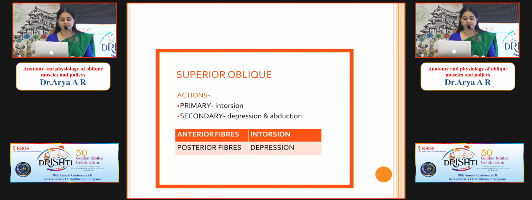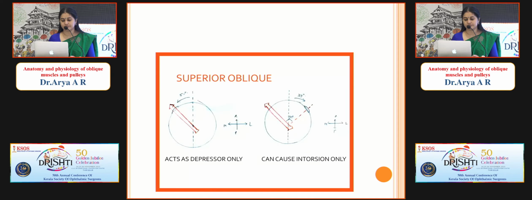The primary action of the muscle is intorsion, secondary is depression and abduction, and the anterior fibers are mainly meant for intorsion and the posterior fibers for depression. In the adducted position, it acts as a depressor, and in the abducted position, it causes intorsion only.